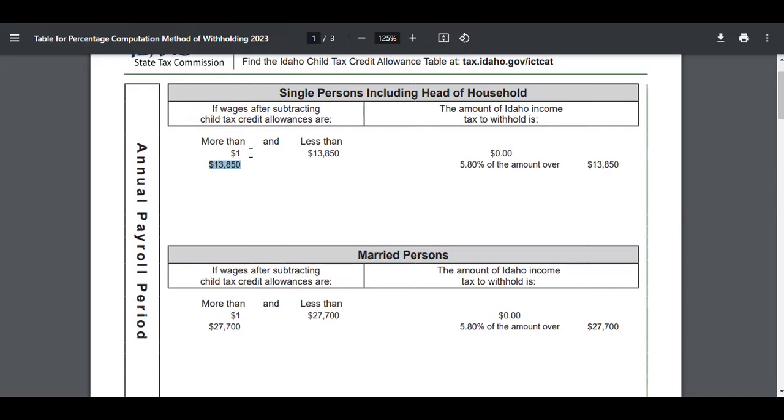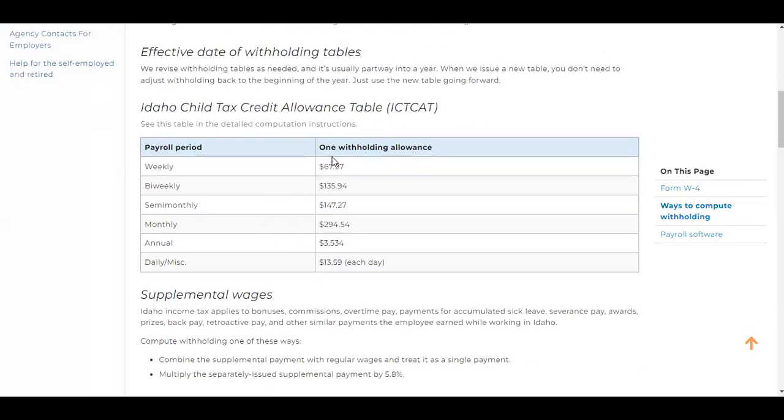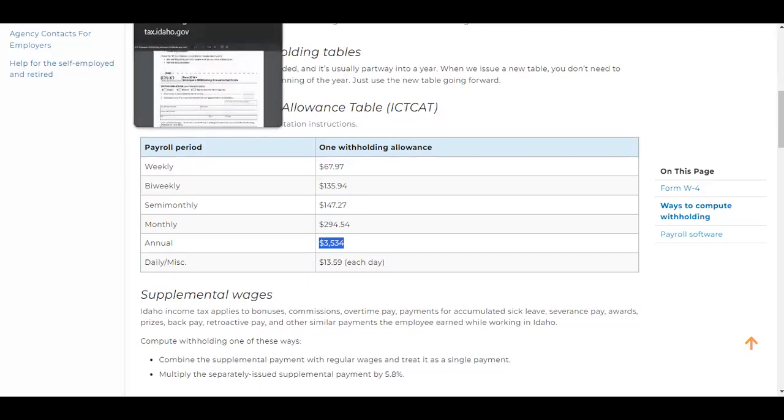But you've got to do something even before that, which is you have to reduce out however many allowances they put on that form on the ID W-4. Each annual allowance is $3,534. And if they put 1 allowance, 2 allowances on there, you'd have to multiply this number by 2 to get the total amount of annual allowance that gets pulled off of the wages before you start taxing them.